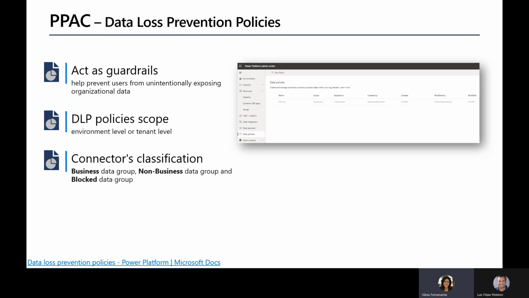On the connectors classification, data groups are a simple way to categorize connectors within a DLP policy, and we have at the moment three data groups available. The first one, the business data group, is used for connectors that use business data. The non-business data group is used for connectors that host personal data, and the block group will be used when you want to restrict usage across one or more environments.